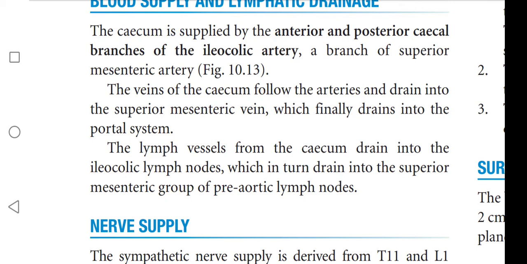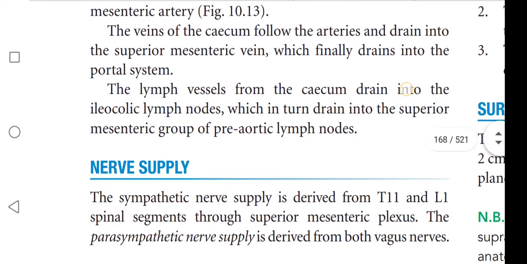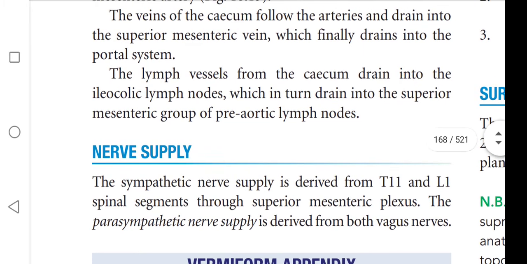The same thing continues here also. Here the lymph nodes are of which type? Ileocolic, and they drain into the superior mesenteric group, and then into the pre-aortic lymph nodes. Lymph vessels from the cecum drain into the ileocolic lymph nodes, which in turn drain into the superior mesenteric group of pre-aortic lymph nodes.